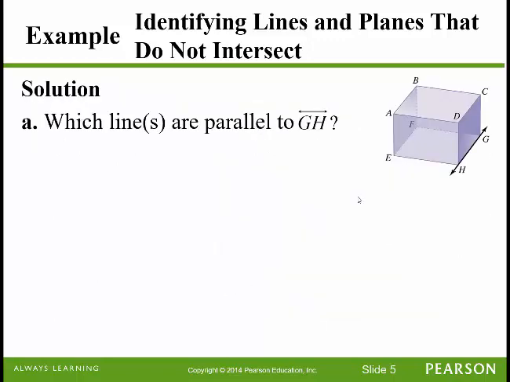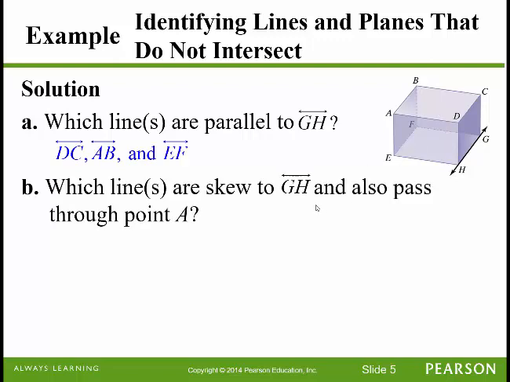All right, so which lines are parallel to GH? There's a bunch. DC here, that's parallel to it, it'll never intersect it. AB is also parallel to it, it will never intersect it. And EF is also parallel to it, it will never intersect it. So which lines are skew to GH and also pass through point A here? Well, there's AB, this one right here, it passes through point A and will never intersect GH. It's also not on the same plane as GH. And AE as well, that will never intersect HG and is also not in the same plane.